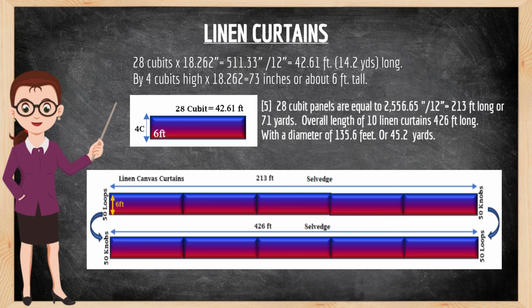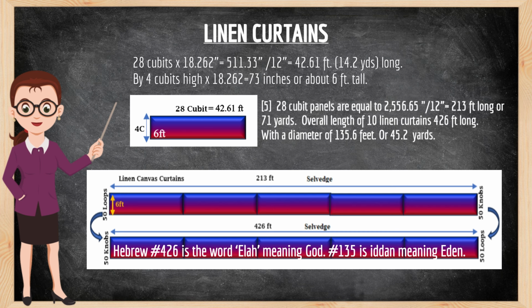Now, if we have 426 feet, we can make that into a circular space that would be equivalent to 135 feet, or 45.2 yards. Okay? So in a circular formation, we would get 45 yards out of these 10 curtains. Now in the Hebrew, what is interesting is this number 426 in Hebrew is the word Elah, meaning God. And the number 135 is Aden, meaning Eden. So these curtains are a reflection of our Eloah and Eden.